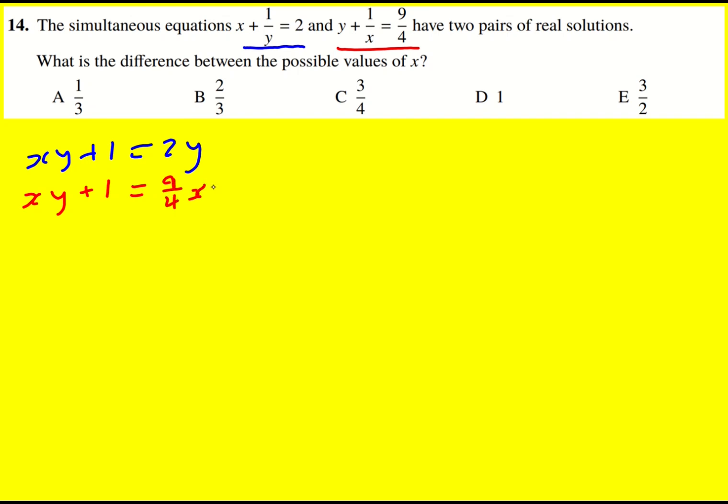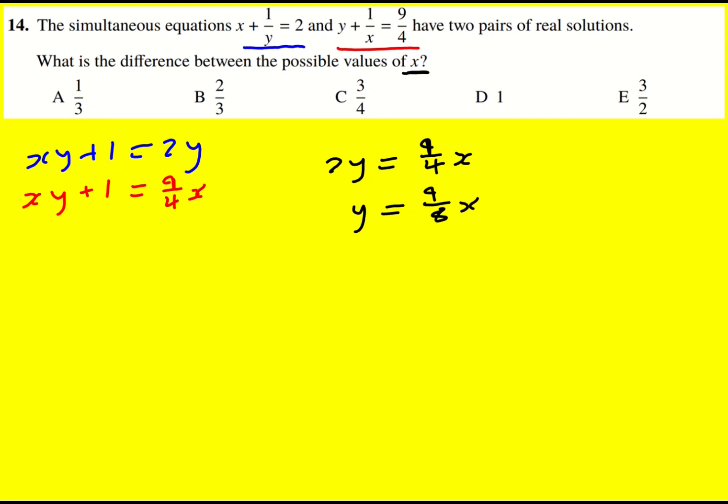over 4x. And the left-hand side of both of these are equal, so it must be that 2y is equal to 9 over 4x. Brilliant. Now I want to find the difference between the possible values of x, so I'm going to get y in terms of x and then sub that back in. So y is going to equal 9 over 8x. I've just divided through by 2.